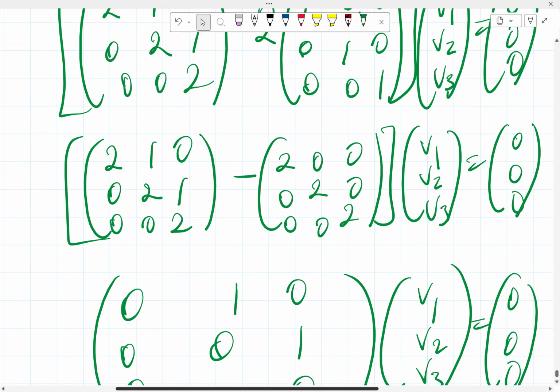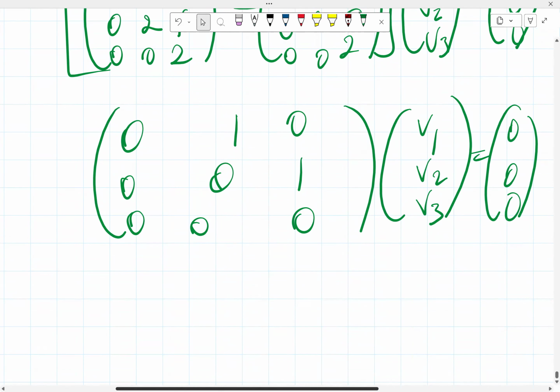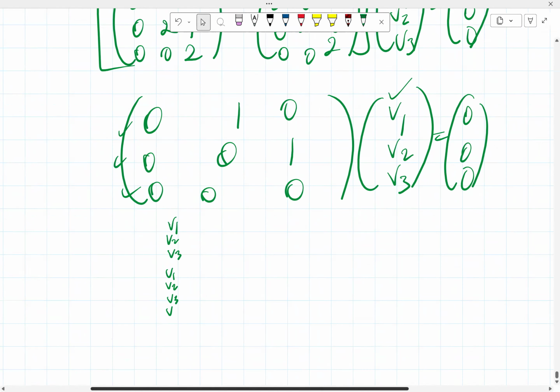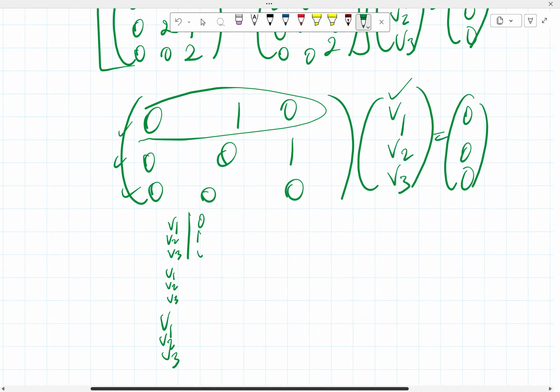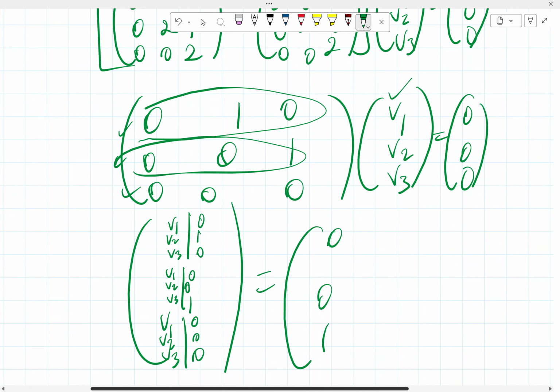Because we have 3 rows, write this column 3 times: v1, v2, v3. So you can put this over it: 0, 1, 0, next 0, 0, 1, and last 0, 0, 0. So all this is equal to 0, 0, 0 in short.